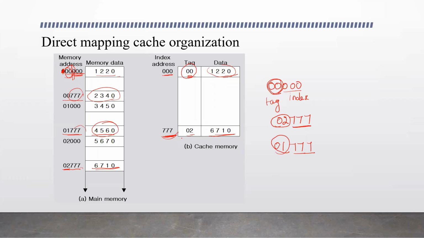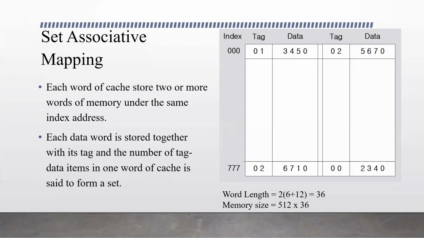So to overcome that problem, we have set associative mapping. In this set associative mapping, each word of cache stores 2 or more words of memory under the same index address. In the same index address, each word stores 2 or more data, and the corresponding tags. If the main memory has at address 00000 the data 3450, and at location 02000 the data in main memory is 5670.